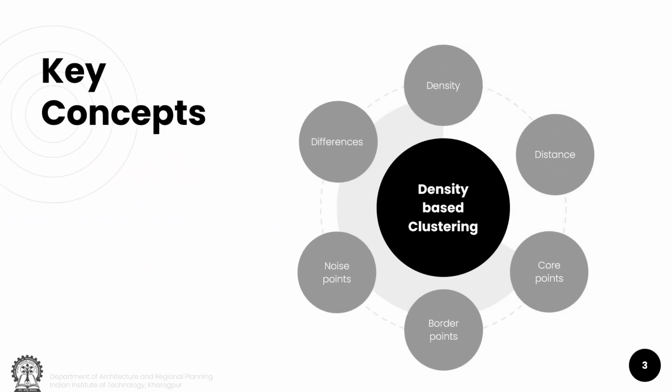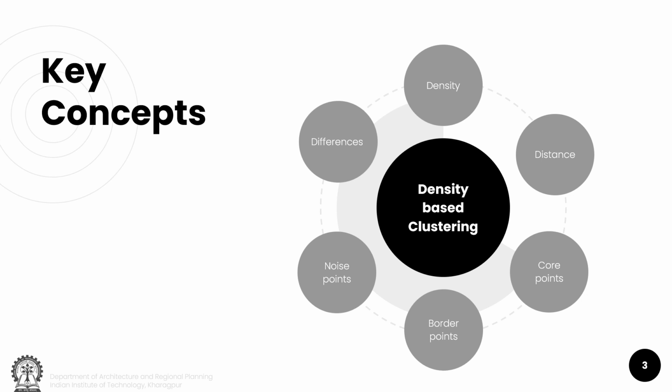Key concepts in density-based clustering. 1. Density. Density is the measure of how many data points are located within a specific area. In density-based clustering, a cluster is formed by a dense region of data points, which are close to each other in terms of their distance. 2. Distance. Distance is a measure of how far apart two data points are from each other.